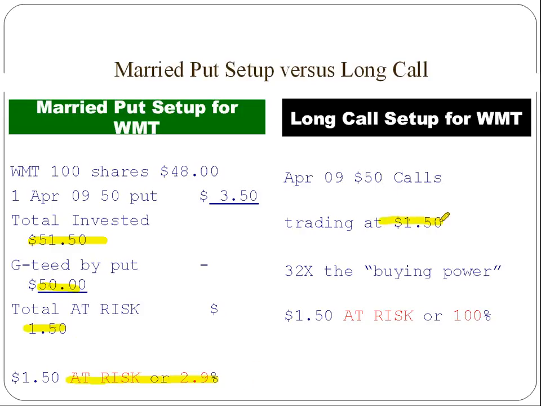Now, April 50 calls are trading at $1.50, so the argument Norm's bringing up is, okay, it's the same position. If I just buy that long call for $1.50, I have the same risk as you. But see, now you have 32 times the buying power. You're risking 100% of that $1.50 in the position.